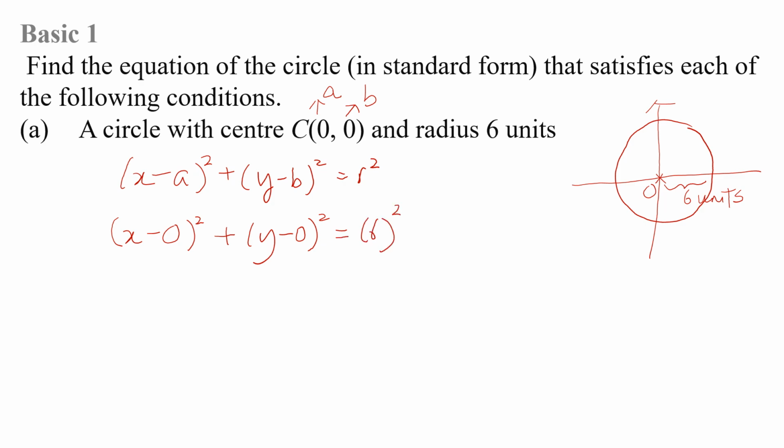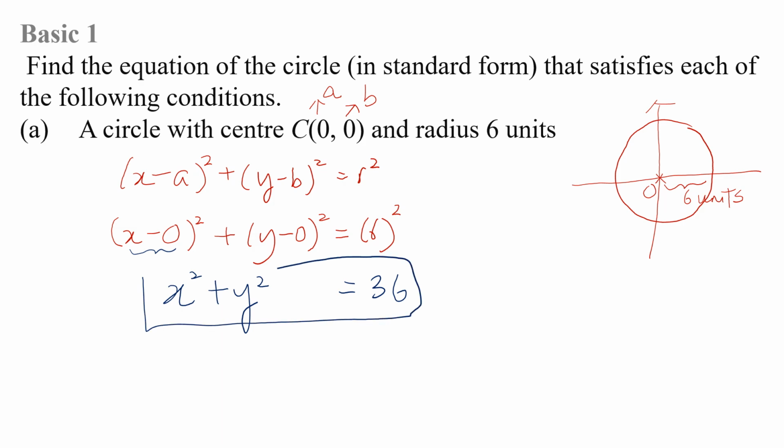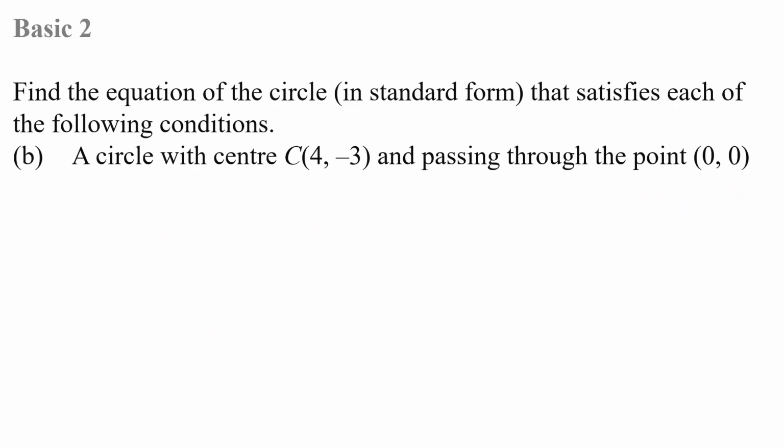Right, so we can't leave the answer as such. We need to simplify it, which is rather easy because x minus 0 will just give you x. So x to the power of 2 will give you x squared. And of course, 6 squared will give you 36. So therefore, this is the standard form of the equation of this circle with center (0, 0) and radius 6 units.